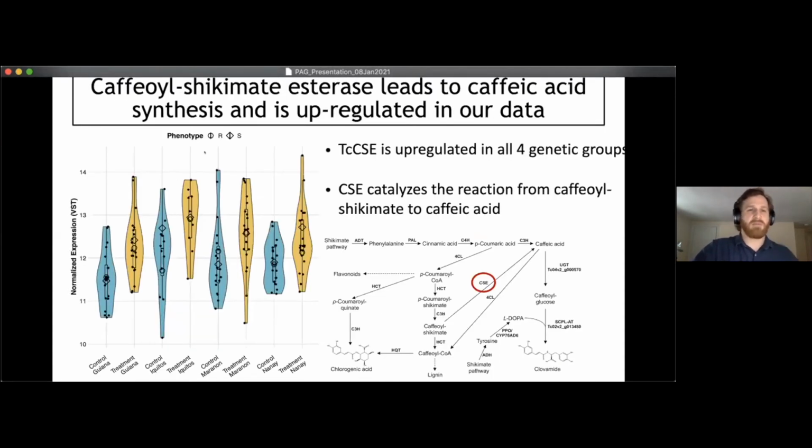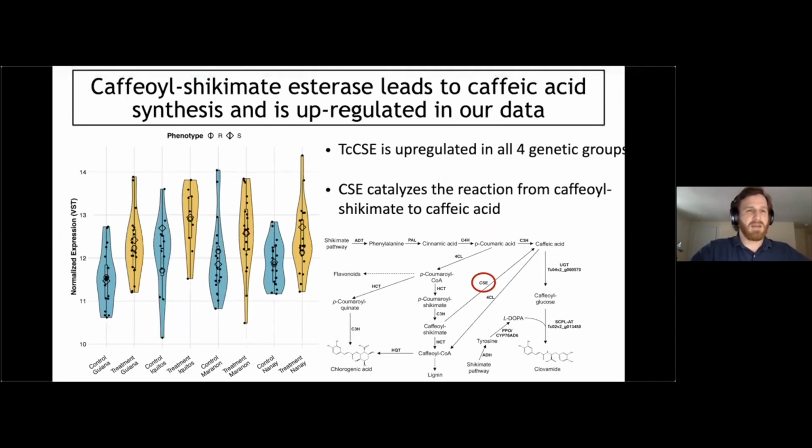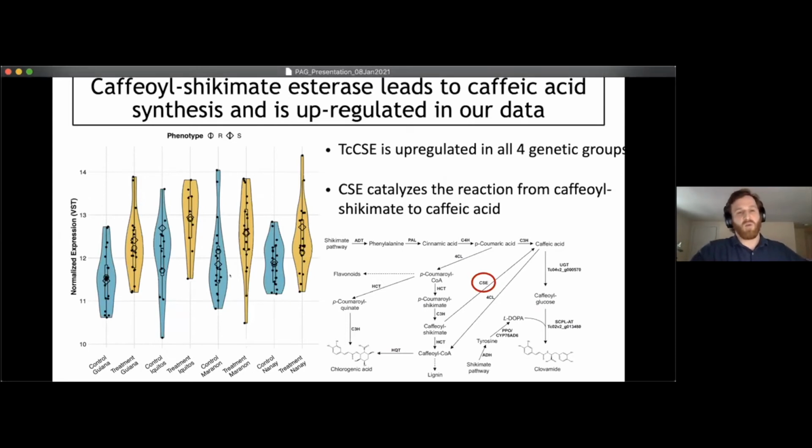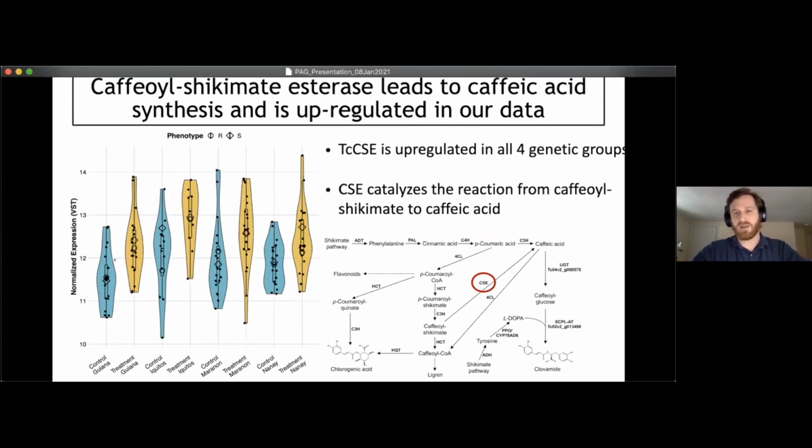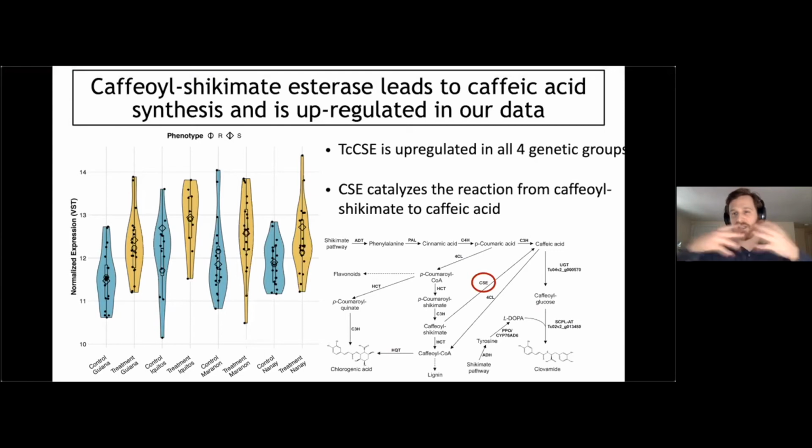And we're also interested in this particular pathway because a number of the genes within it are responding consistently across all four populations. One of those genes, the one I'm going to focus on, is caffeoyl-shikimate esterase. On the left-hand side, the y-axis is normalized expression, and the x-axis is control versus treatment for each of the four populations. And what we see is that this particular gene, CSE, is consistently upregulated across all four populations in response to pathogen, suggesting it's potentially critical for pathogen defense.